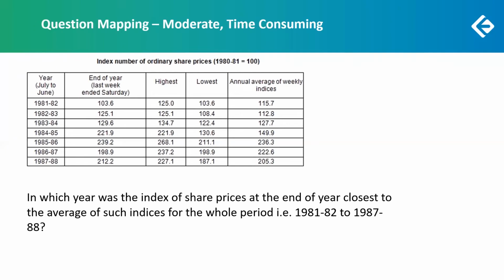So this was not a difficult question conceptually. In fact, conceptually, it was a very easy question. The only problem was that a lot of calculation was involved. Already the values are in decimals, 103.6, 125.1, and so on. So we had to add them up, then divide by the number of years, which was 7. And therefore, again, it would have come in decimals. So all of this would have taken time.